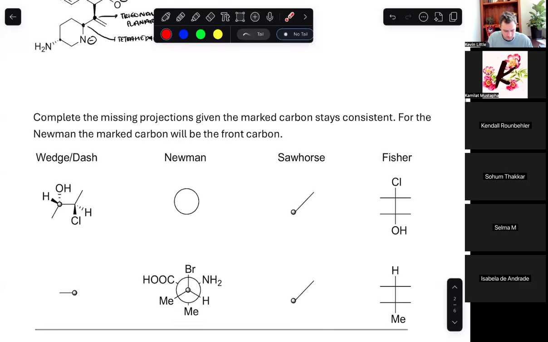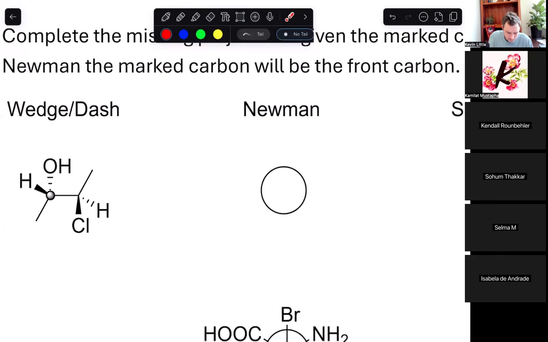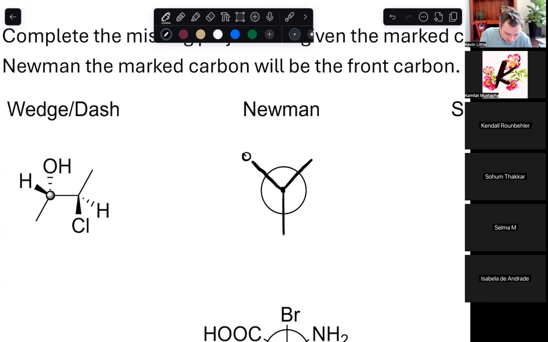All right, so this is the fun bit. The highlighted carbon is the front carbon. So I'm going to rotate that forward. That's going to put the OH up and to the left to make my little Mercedes-Benz logo, hydrogen, and then a methyl down. And then in the back, I have a methyl flat up. Chlorine is going to be to the right, and hydrogen is going to be to the left. All right, so that's my stereocenter.